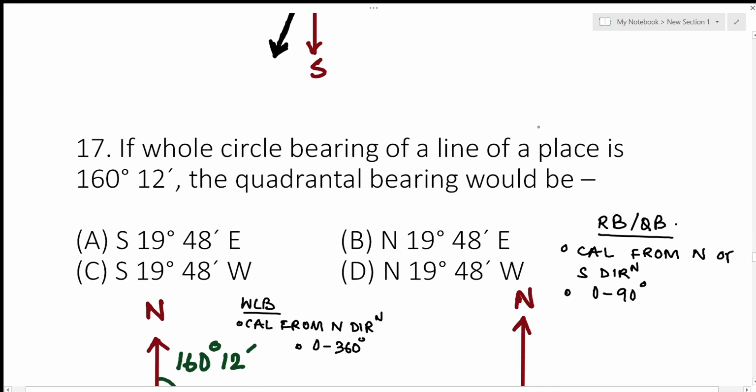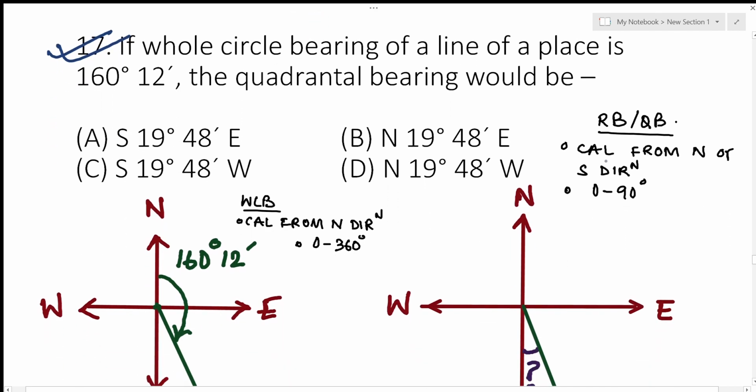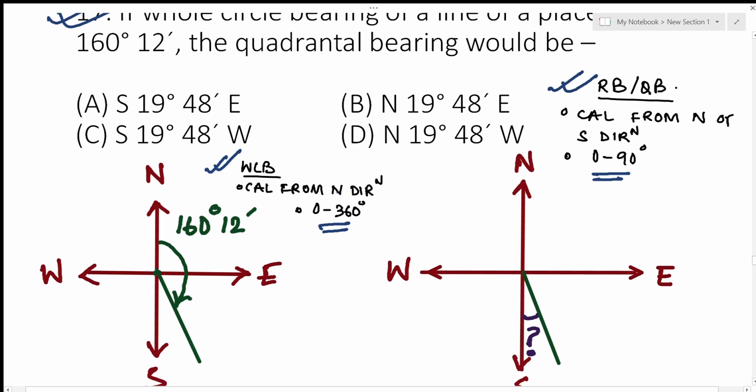The next question: if the whole circle bearing of a line of a place is 160 degree 12 minutes, the quadrantal bearing would be. A very easy question. Now, quadrantal bearing or reduced bearing is calculated from north or south direction only, and its value ranges from 0 to 90 degree, whereas whole circle bearing is always calculated from the north direction, and the angle varies from 0 to 360 degree. Now 160 degree 12 minutes is somewhere around here. This is the line. So the line would be the same in case of quadrantal bearing, and the angle which we need to find is the one marked in violet.